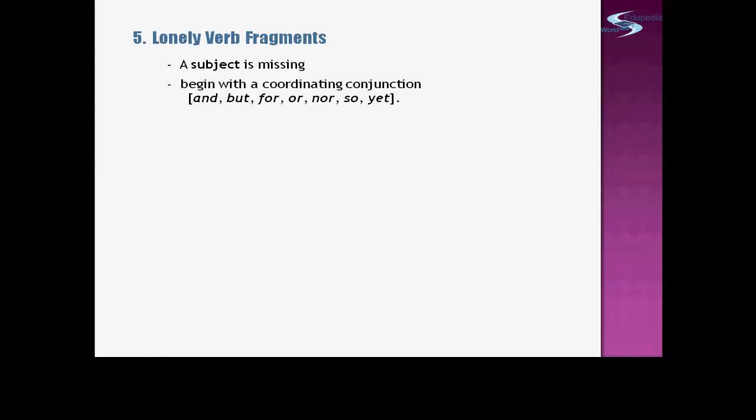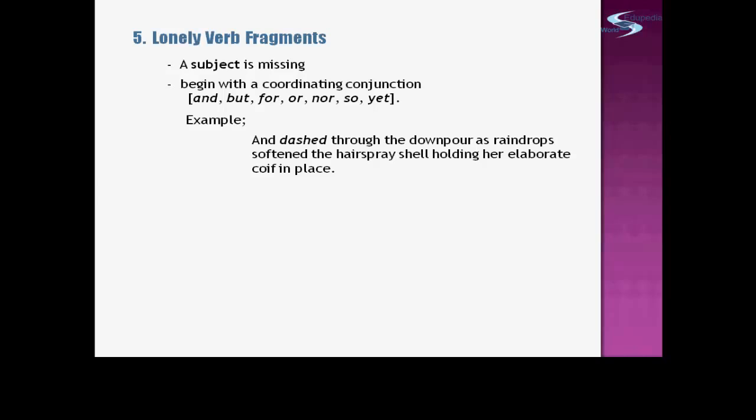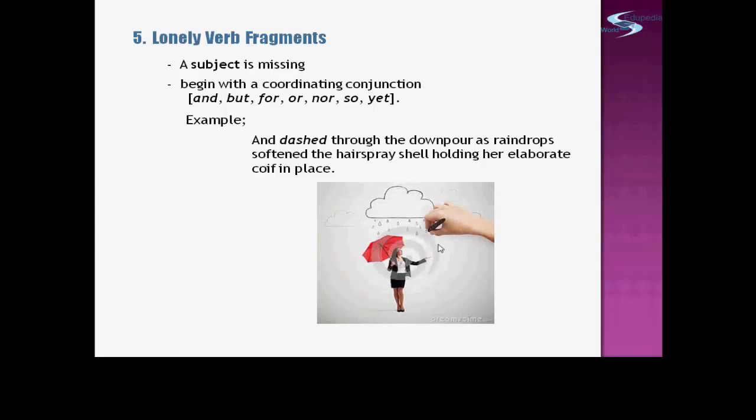But this coordinating conjunction precedes the action. So for example: and then through the downpour as raindrops soften the hairspray shell, holding her elaborate coif in place. There is the word and. So this makes this a fragment.